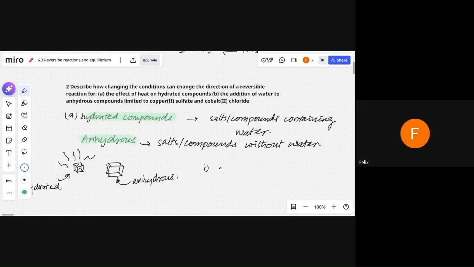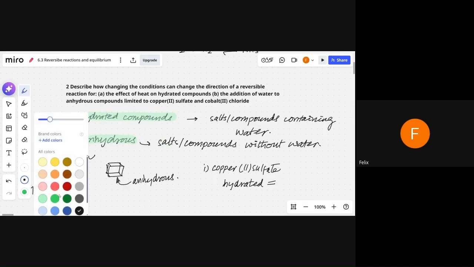So the first one is copper(II) nitrate, copper(II) sulfate, sorry. So what happens to copper(II) sulfate? Remember that the hydrated form, when this salt contains water, the color is blue, right?